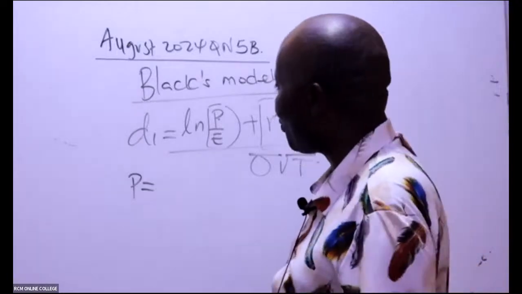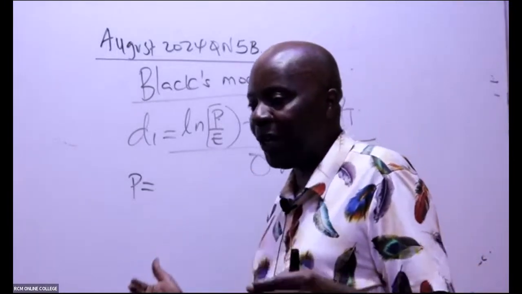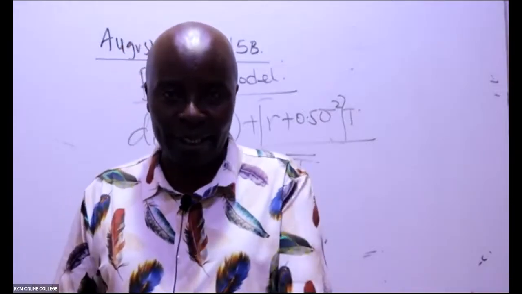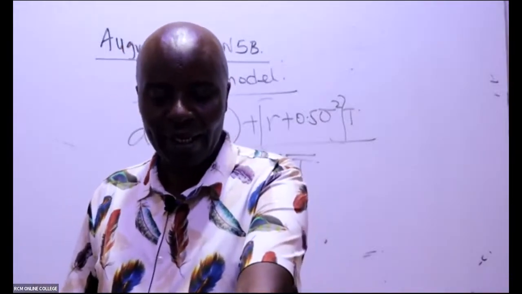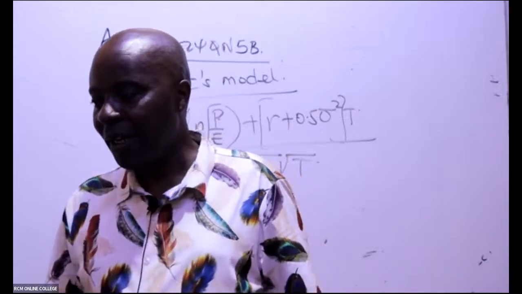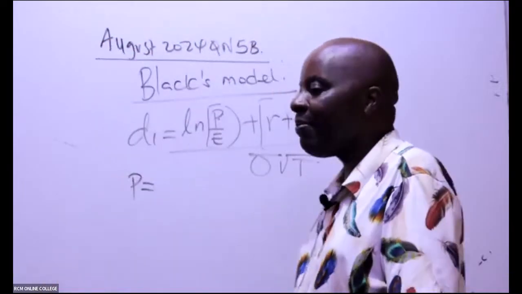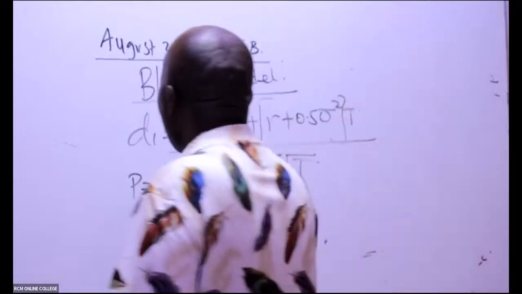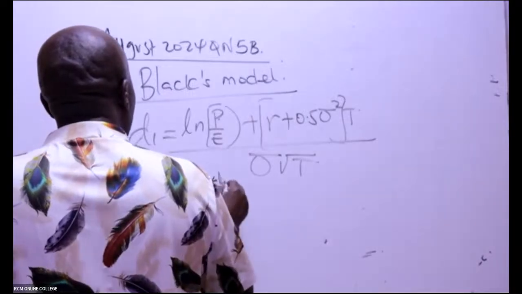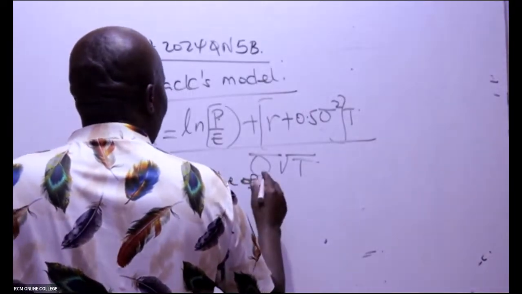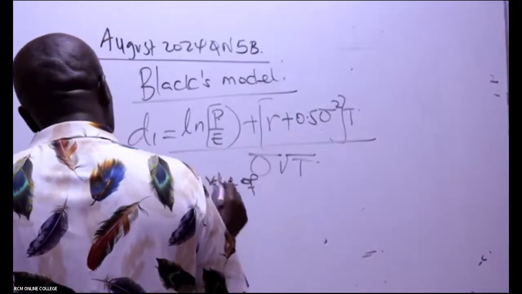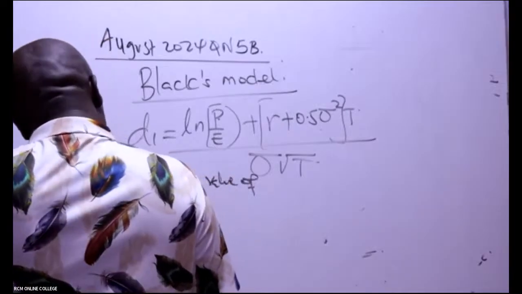P is the spot, but in this case we are dealing with a gigantic project. There's no price of a share. So remember that this P is supposed to be the present value of the investment.